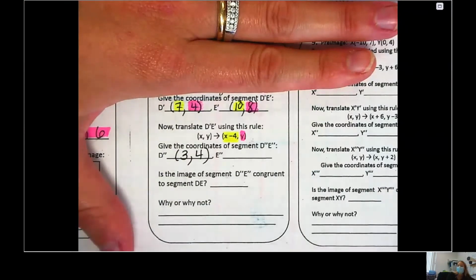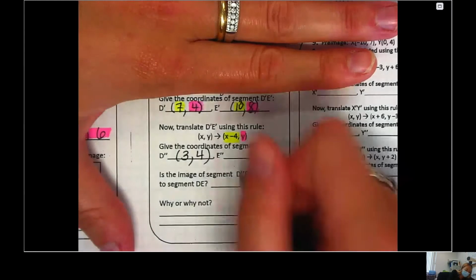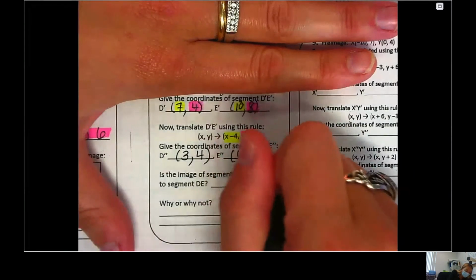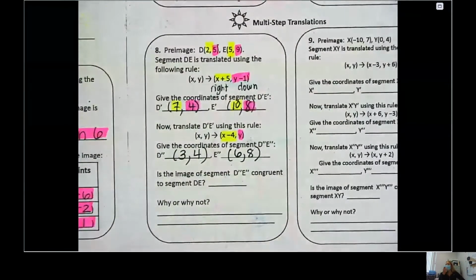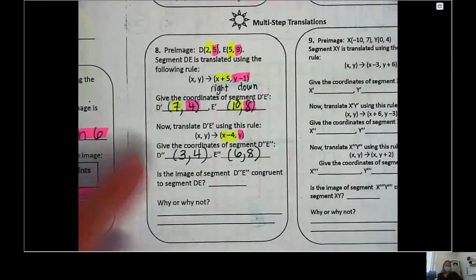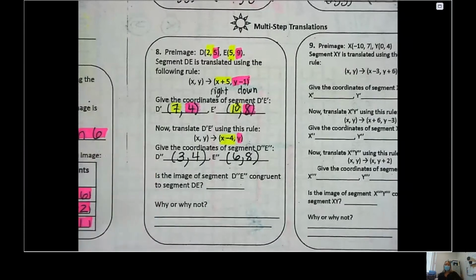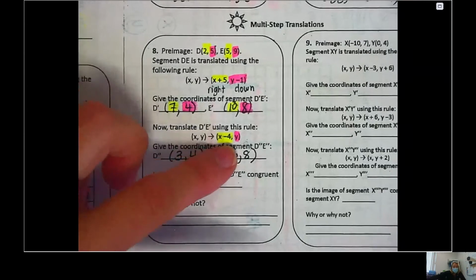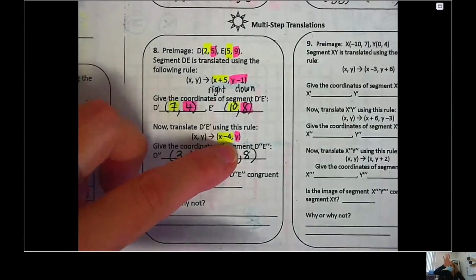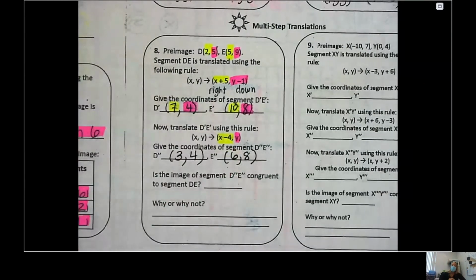What will be my coordinates of E double prime? 6, 8. Good, and now you're done. You have translated your figure twice. Those are your final coordinates. Now, in the first one, I moved it right and down. In the second one, I moved it left, and that's it. Didn't go up or down.